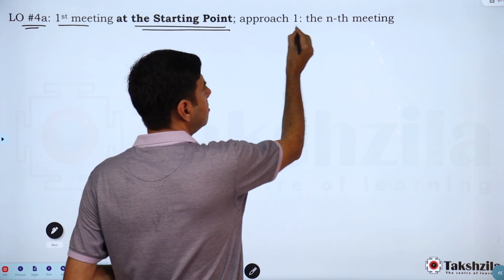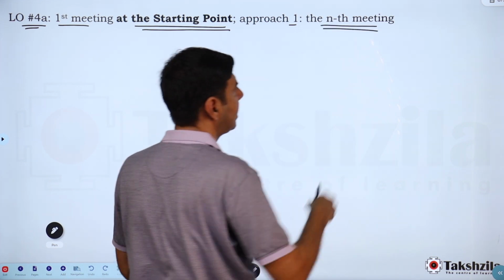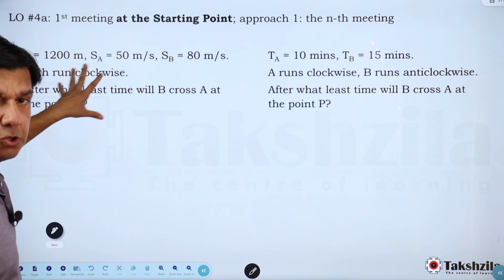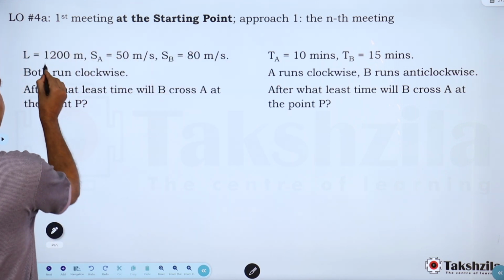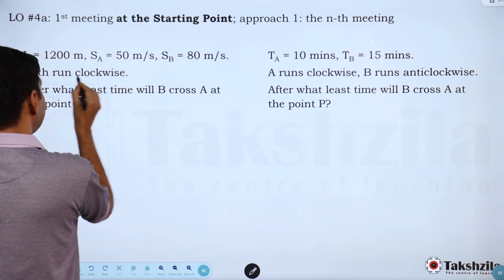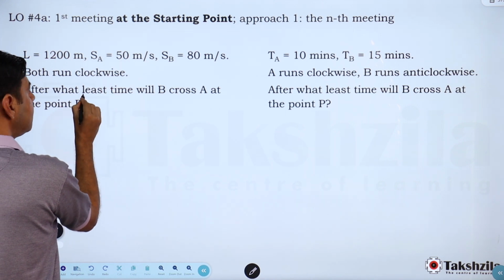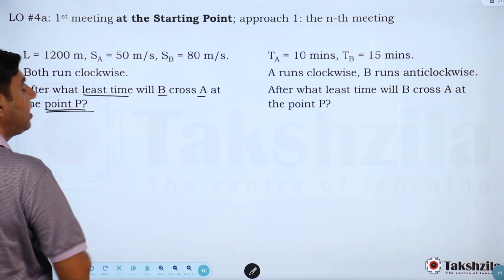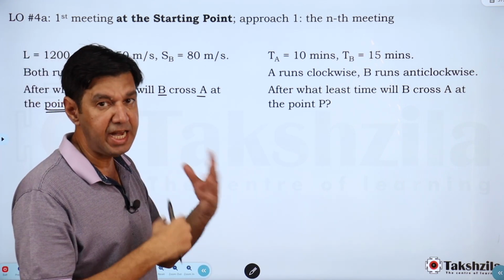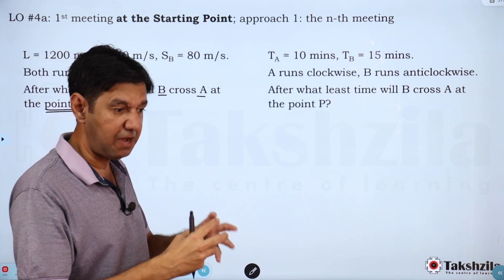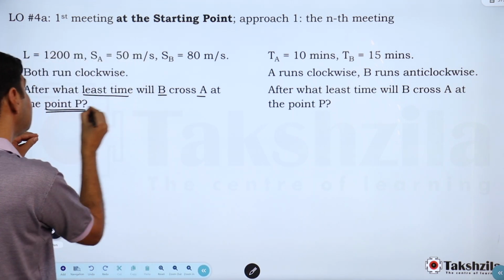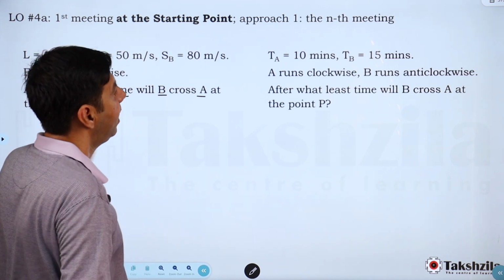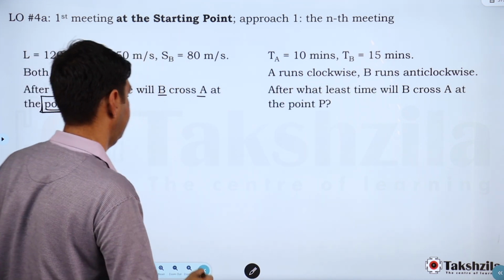And there are 2 approaches to this. We are going to talk about the nth meeting approach. So the same 2 situations that we have been dealing with since the beginning. The track length and speeds are given, both run clockwise. Now the question is, after what least time will B cross A at the point P? So it is not just any meeting, it's not just the absolute first meeting, it's the first meeting at a particular position. The same thing is done with the second scenario that we have.